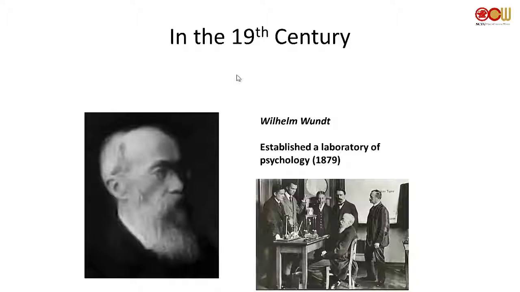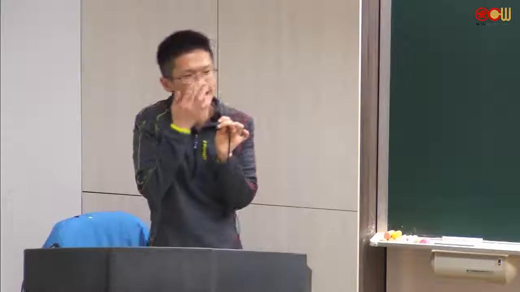In 1879, there was a guy, Wilhelm Wundt. He was a German. Okay. He established, so far ever recorded, the first laboratory of psychology, in the University of Leipzig in Germany. Okay. So you see, it could be a turning point that psychology officially entered the field of science. Okay, this is a crucial historical point.